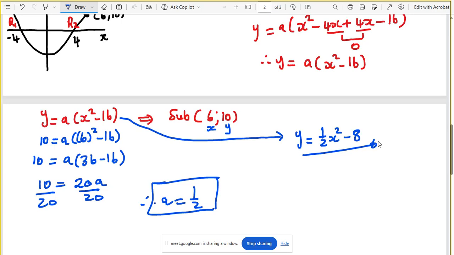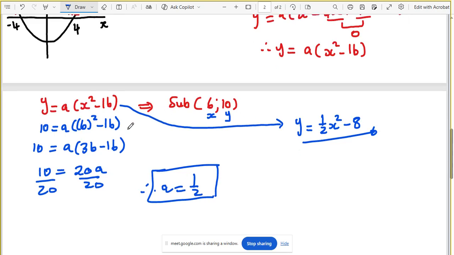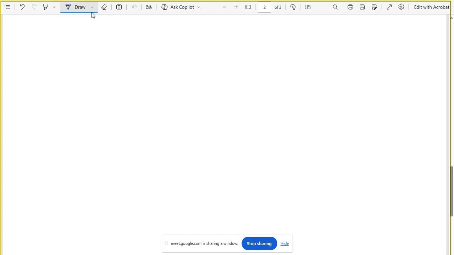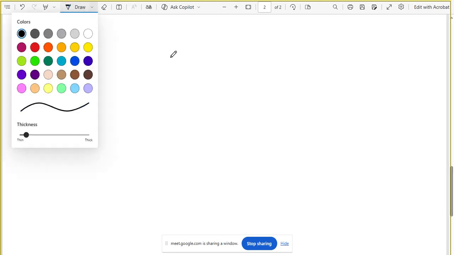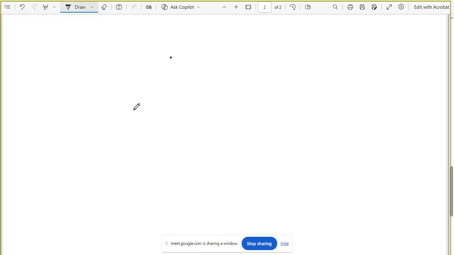Okay, 100%. So now that you understand how to find the equation of the graph, we need to work on sketching. This is what we need to focus on this lesson. We'll be working on sketching the graphs. How do we sketch the quadratic graphs?